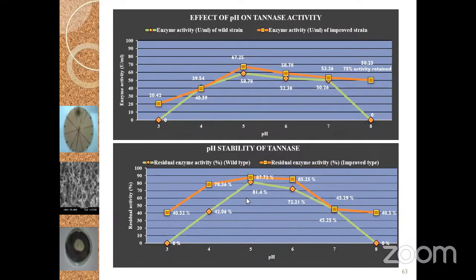Then we also studied the pH stability of the tannase. We observed that the improved strain enzyme was able to withstand pH ranging from 4 to 8, and it shows promising activity, that is 40.5% residual enzyme activity at pH 8 also. Then it shows 45.29% residual enzyme activity at pH 7 also, and higher activity at pH 5.